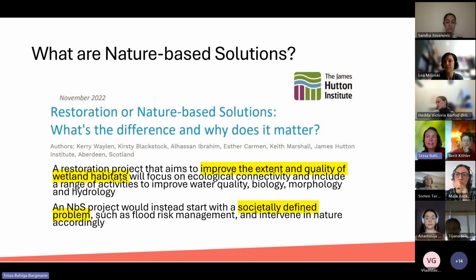Okay, so the difference is that a nature-based solution starts from a different place. It starts from a societally defined problem. So you're doing restoration to address a societal problem. You're not doing restoration for the sake of restoration in itself.